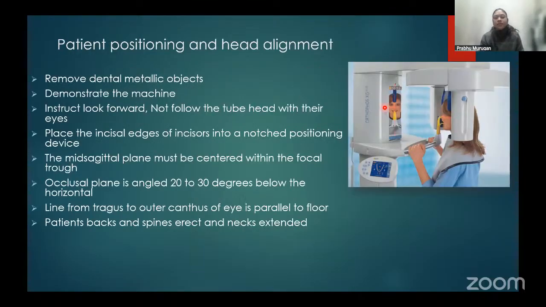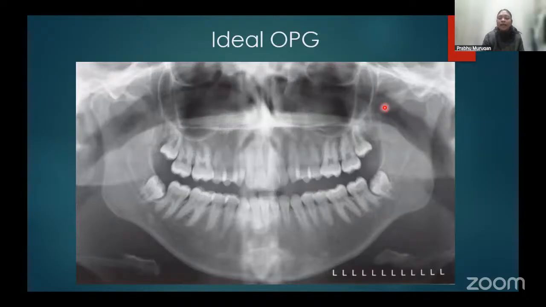This X-ray positioning, I think you'll be taught practically. One most important thing is that we have to get rid of all the metallic objects, like removable dentures and any kind of external jewelry that the patient is wearing. Anything that can interfere with the X-rays and create artifacts has to be removed before exposing the patient to the X-rays. So this is how an ideal OPG will look.